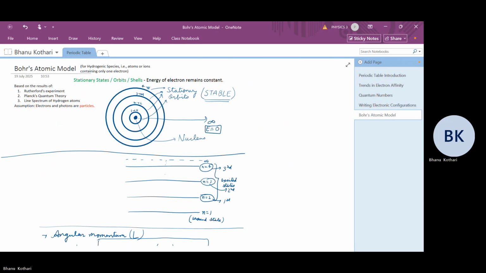Second drawback was that Bohr was not able to explain why the stationary orbits are stable. He just assumed that the angular momentum will be quantized and that will make the orbit stable. But why is that the case? That was not satisfactorily answered by Bohr.